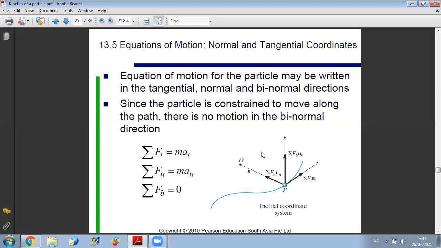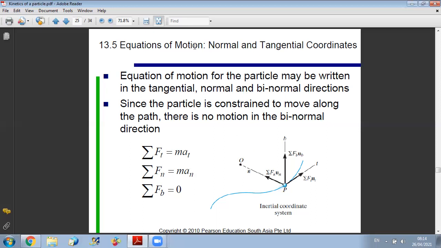Now, as we have seen previously in chapter 12, we can deal with acceleration in several coordinate systems. We can work in rectangular components or Cartesian coordinates. We can work in normal tangential coordinates. So depending on the type of problem, we decide which frame to work in. Then Newton's law also can be applied in the corresponding frame. So we have already applied Newton's law in Cartesian coordinates, where we have rectangular components. Now we will do the same procedure but in normal tangential coordinates.